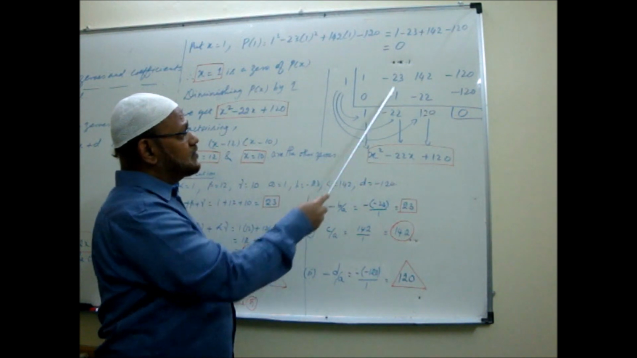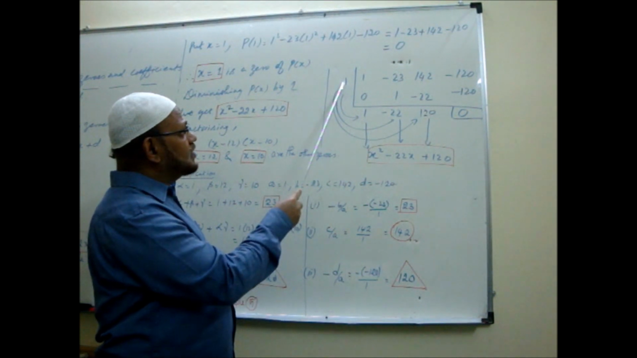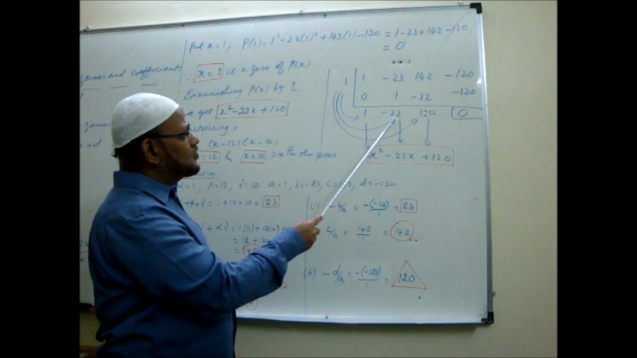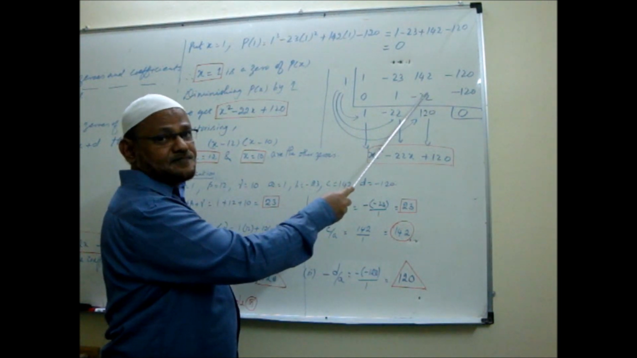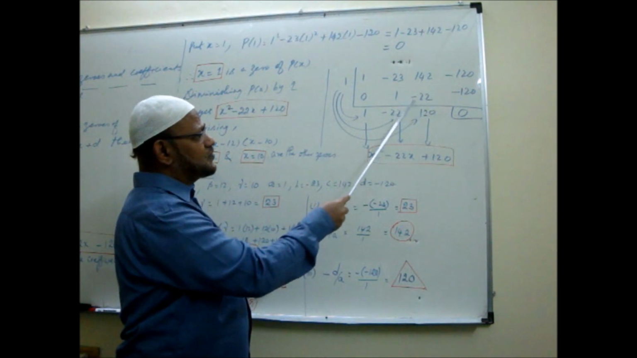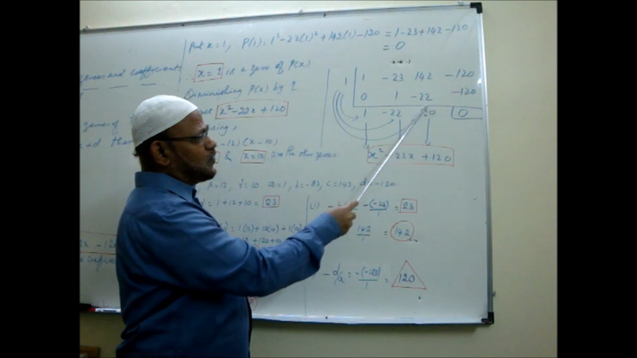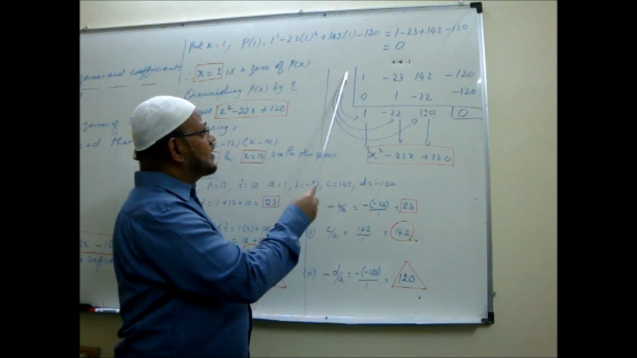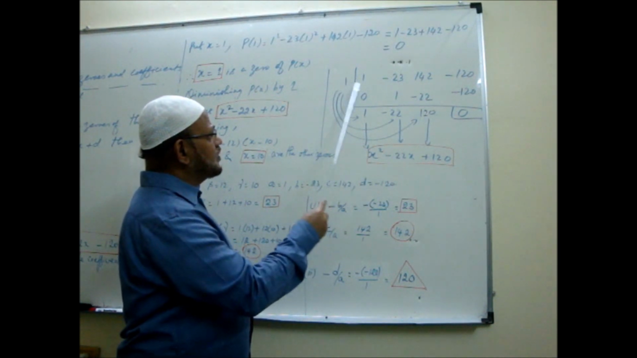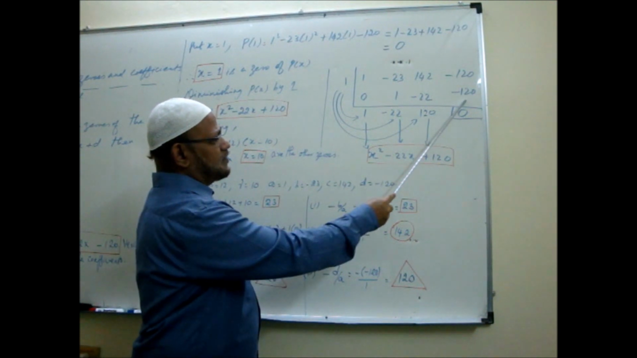When you add, negative 22. Again this 1 into negative 22, multiply and write here. So you get negative 22. Again add, you get 120. Then this 1 into 120, multiply, write here.